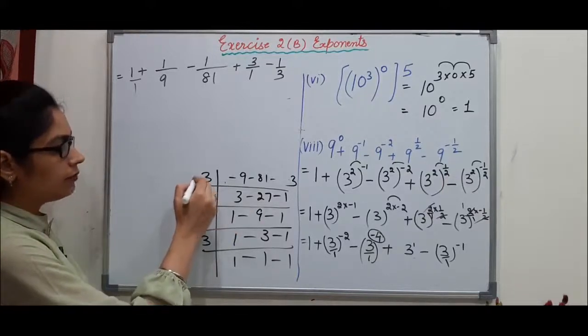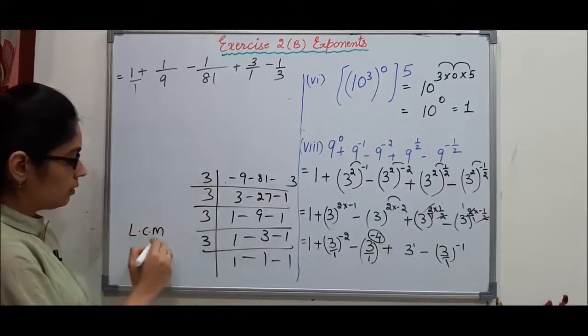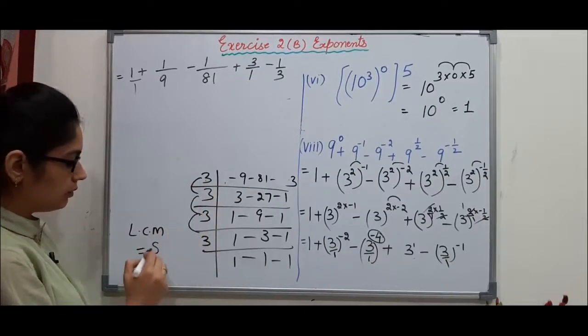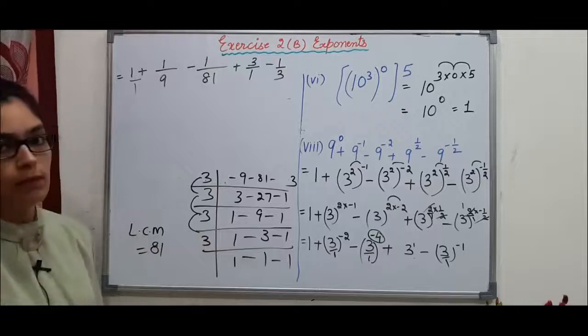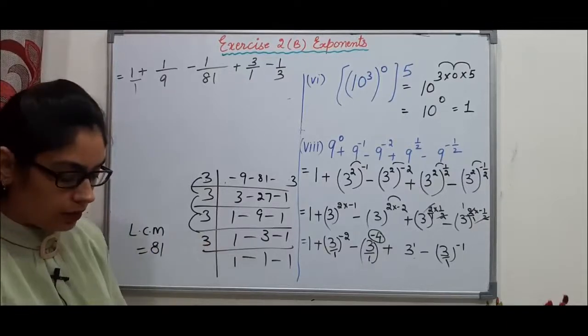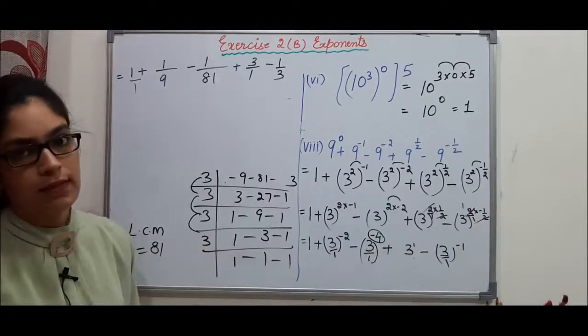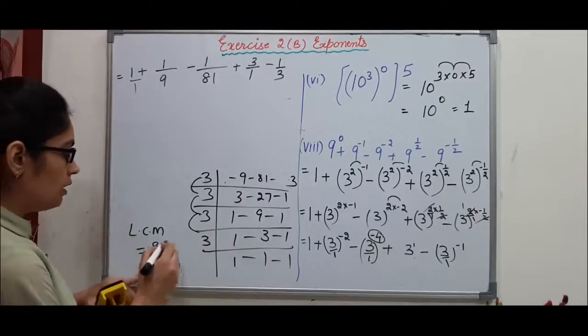So the LCM will be 3 into 3, 9, 9 into 3, 27, 27 into 3 is 81. So 81 is the LCM. So whatever is the LCM, we have to make all the denominators equal to that LCM, equal to 81.